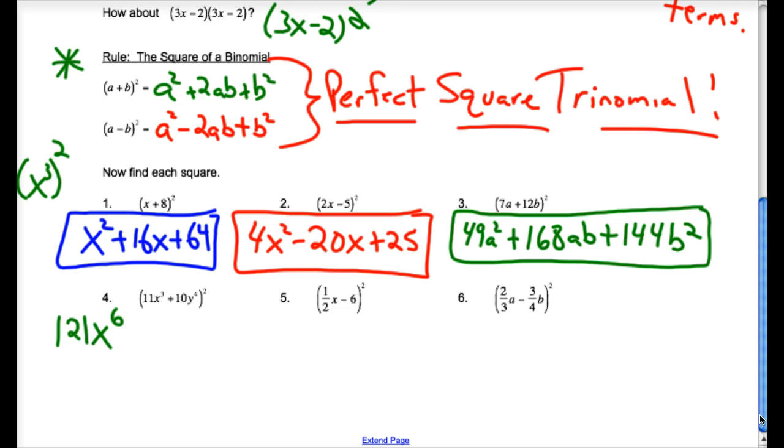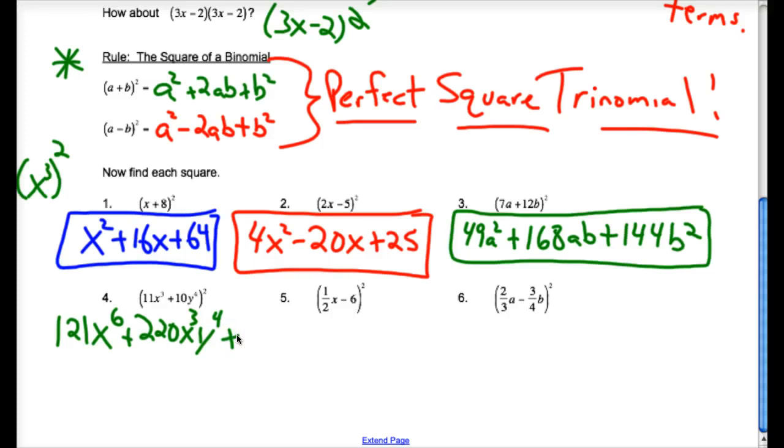Plus 110 with 220. So 220, very good. X to the 6th. Nope. When you double something, you keep your variables the same. You just double the coefficient. Then square the last piece.